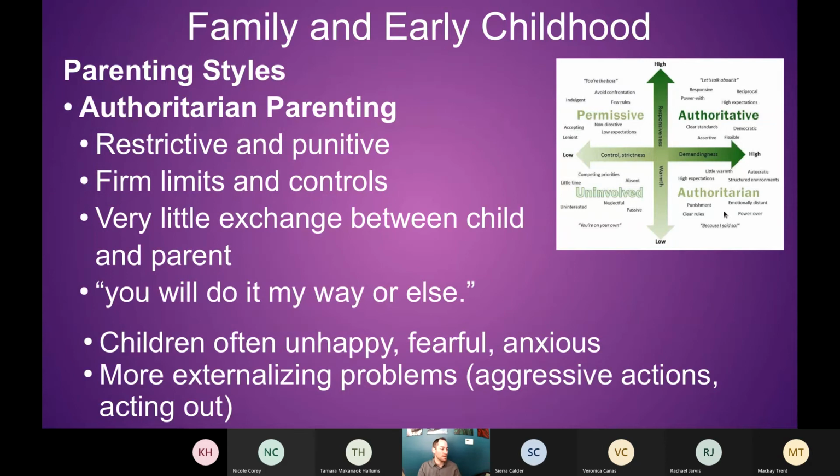So you'll do it my way or else might be an example of something you might hear from an authoritarian parent. So from this, there's researchers who look at the predictive factors for each of these parenting styles. So being an authoritarian parent does tend to be a risk factor for many groups of children. So children tend to be more unhappy, fearful, anxious, also tend to have more externalizing problems. Externalizing problems are simply defined as something an outside observer would see. So aggressive actions, acting out, vandalism, those kinds of things would be seen as externalizing problems.